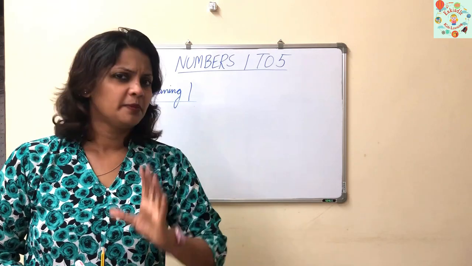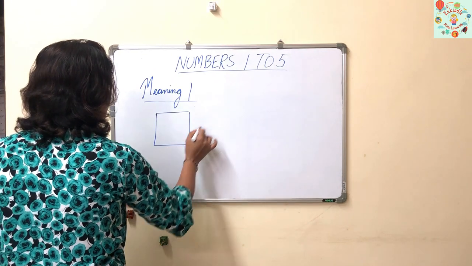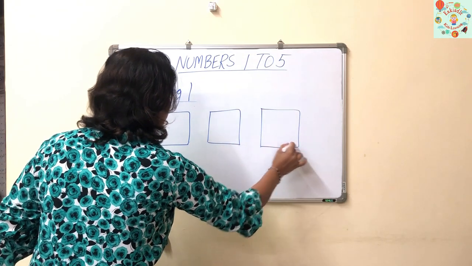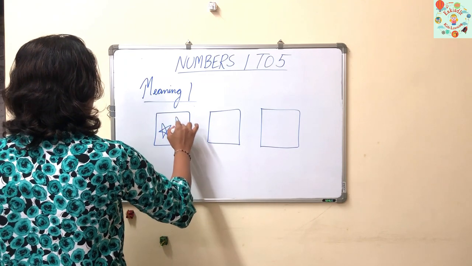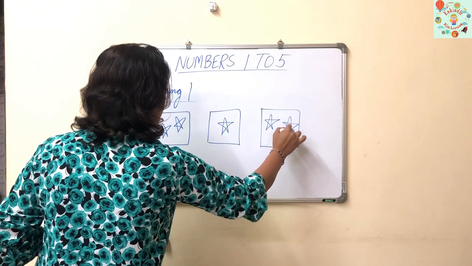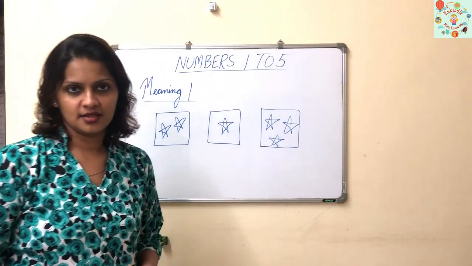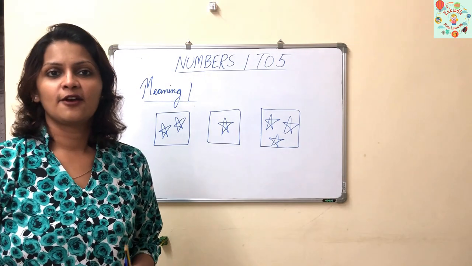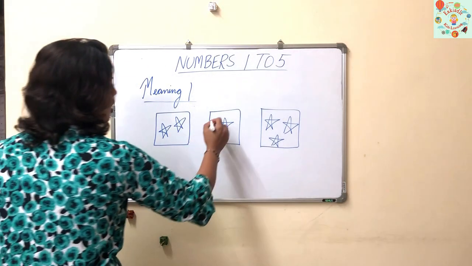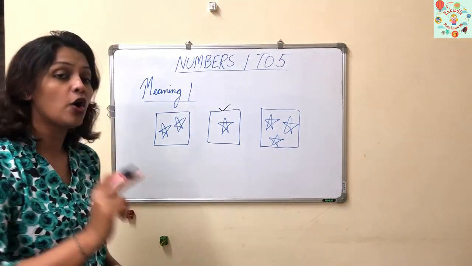Then let us give them a simple activity. I will be drawing 3 boxes here, with 2 stars, 1 star and 3 stars. Correct? Then you ask the kid to tick the box which has only 1 star. Your kid should be able to tick this box. Right? So that means the kid has understood the meaning of number 1.